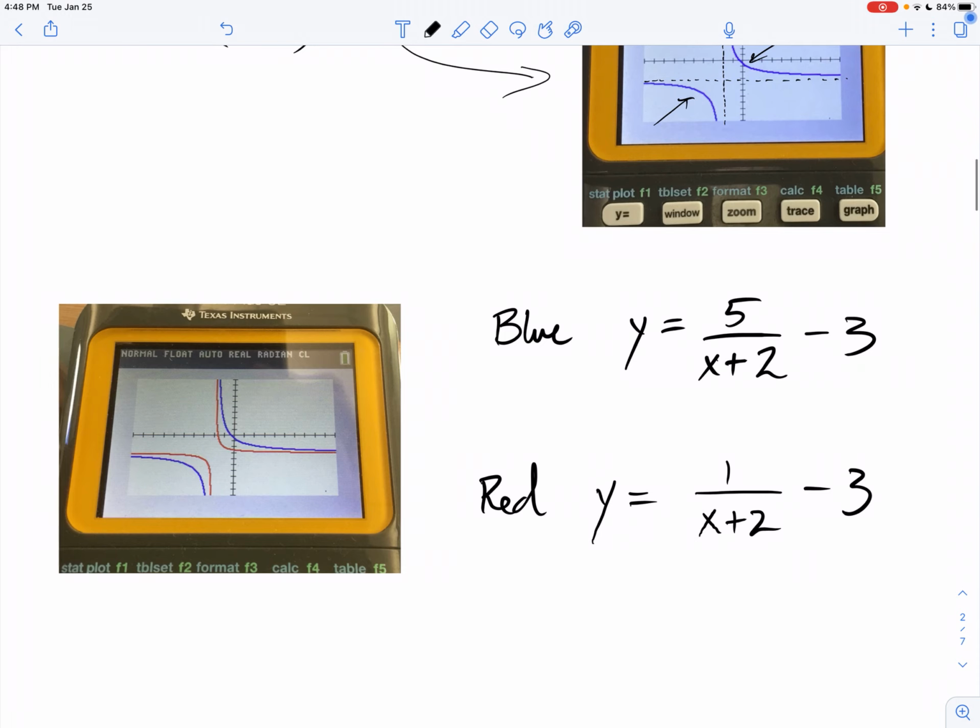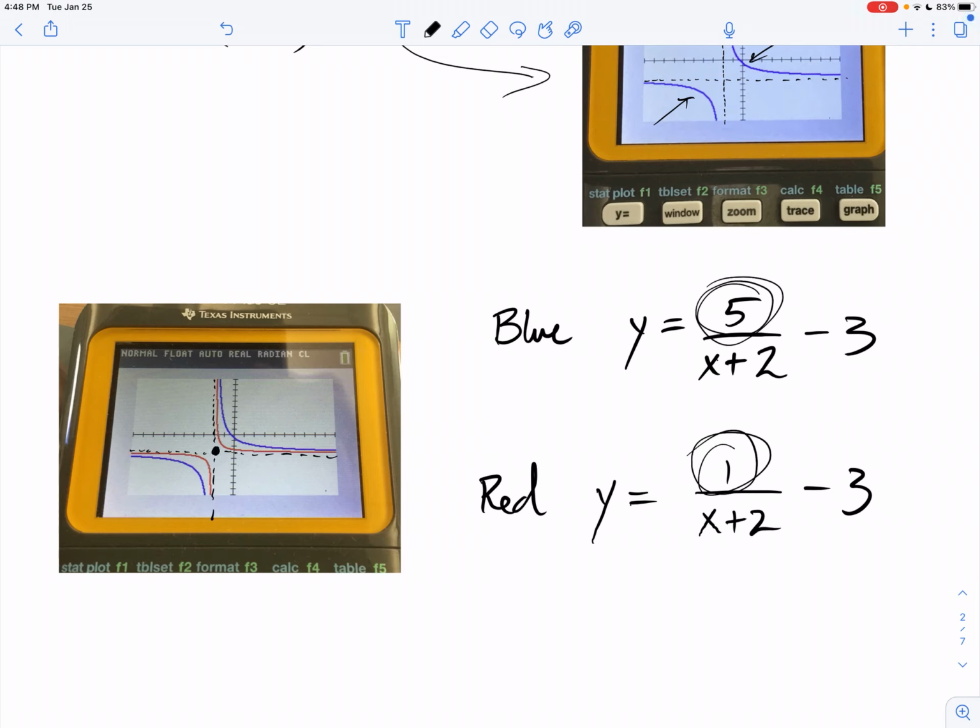Here's the big difference between the two graphs. Once again, my calculator will not draw in the asymptotes for me. It's not going to do this part. I'm the only one who knows how to do that. Calculator's just a machine. But what I wanted you to see is the difference between the 5 in the numerator and our good old-fashioned 1 is the distance our graph is from the middle.